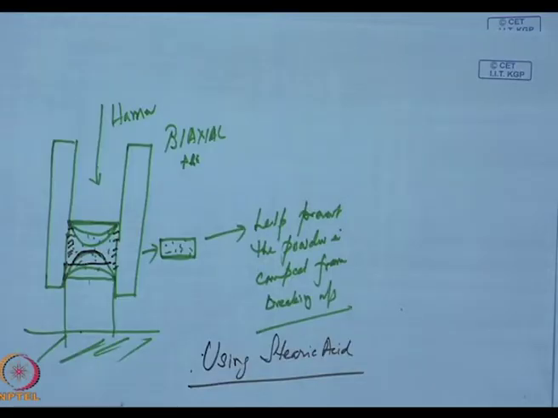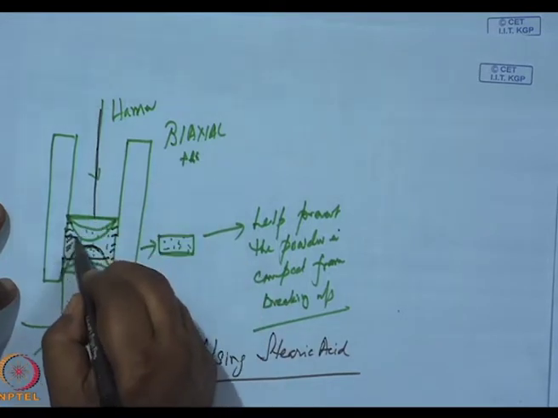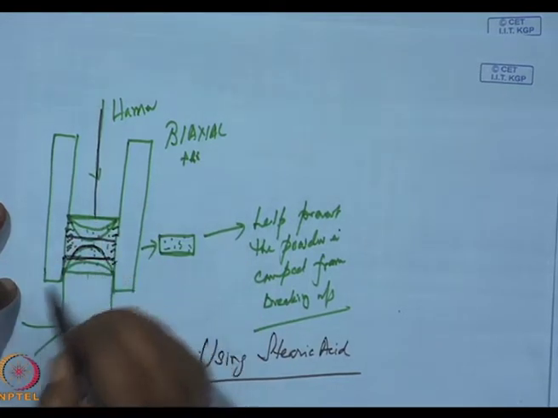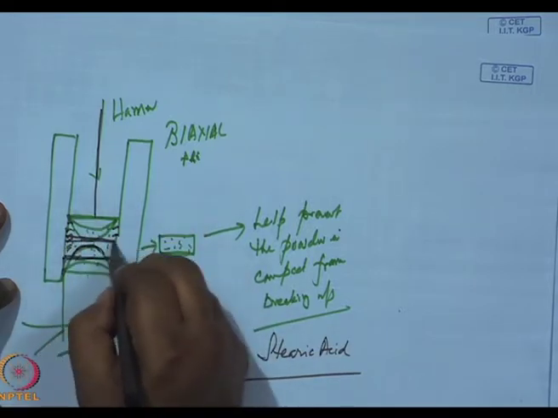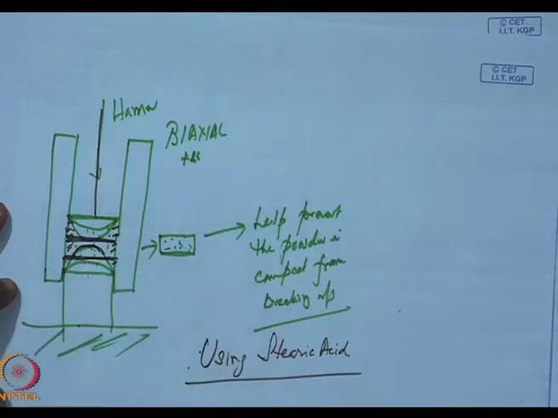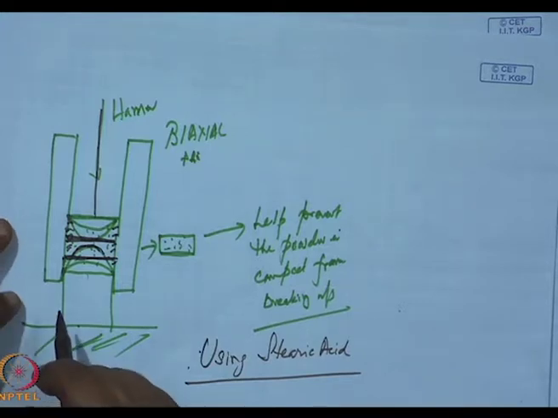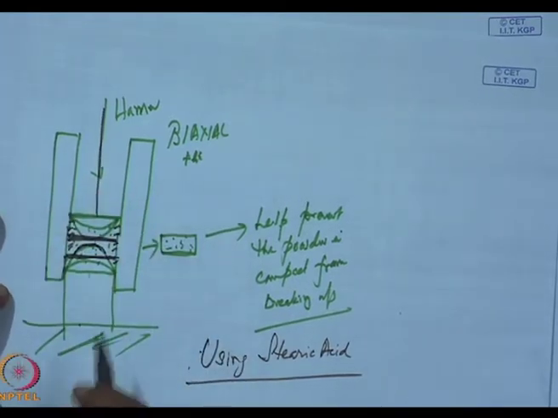Now let me go back to this particular diagram. The hammer has been pressed, it has been brought down to this thickness. And this is the final shape beyond which the powder cannot be compacted. Now we have a problem. We have to take this pellet out.